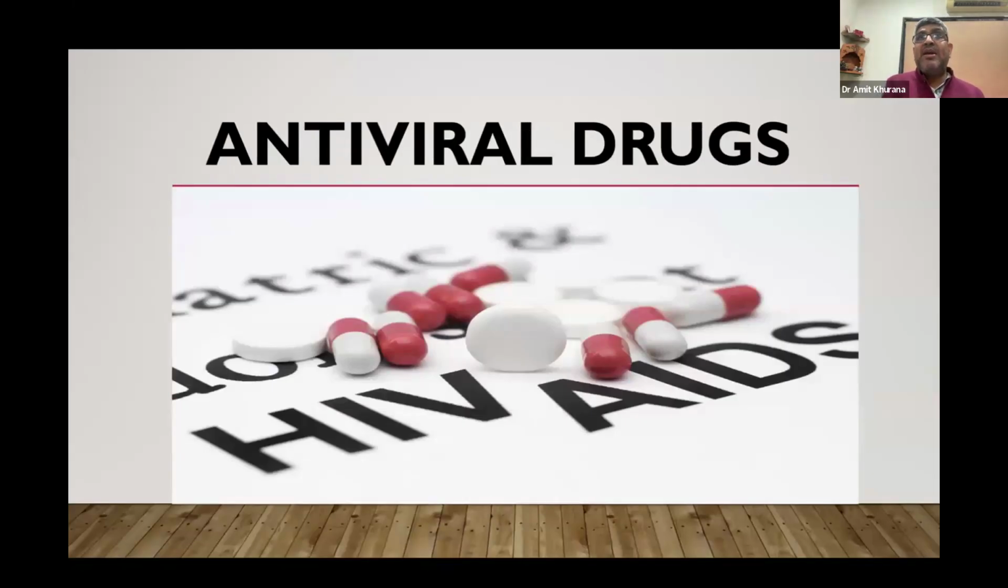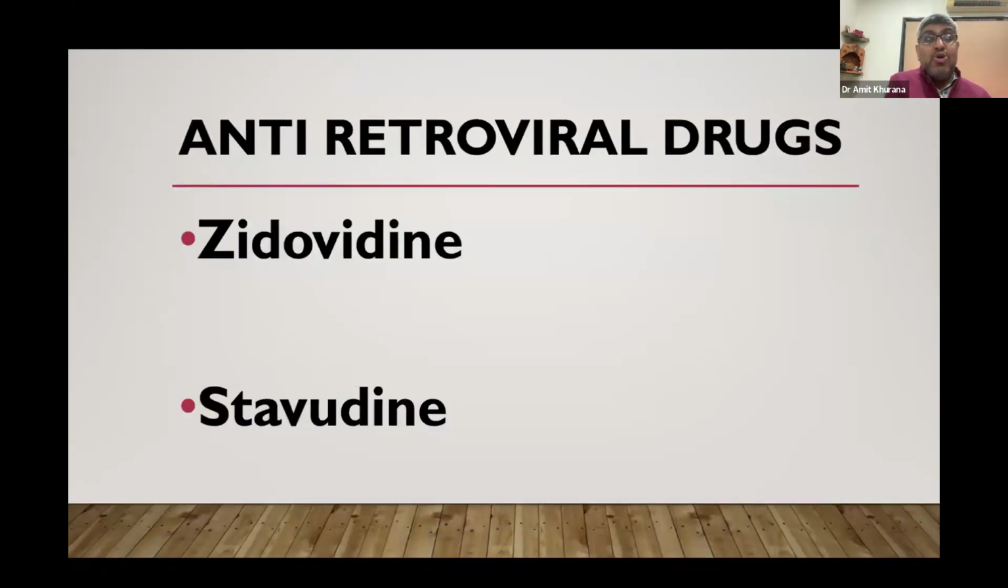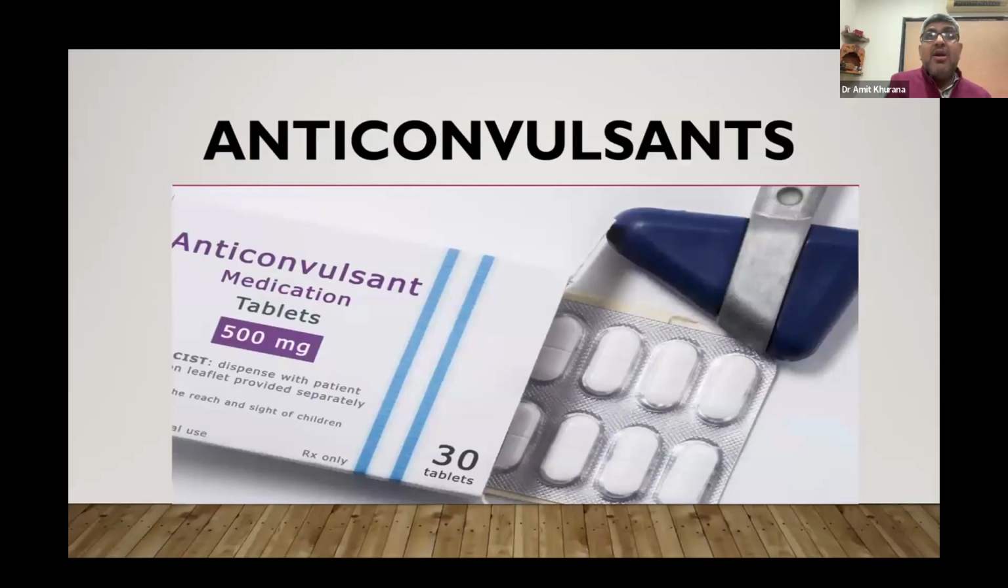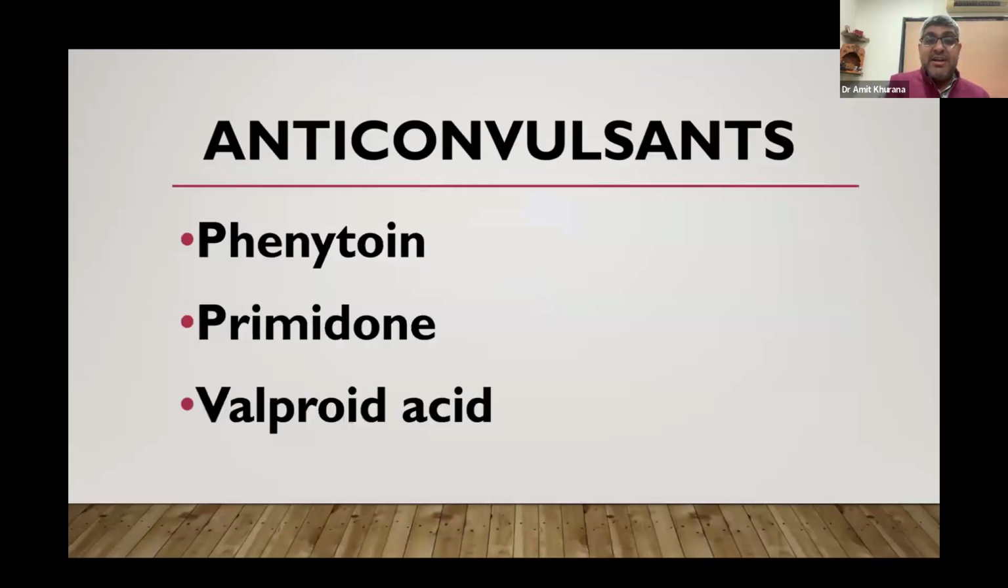Not to forget, there are so many antiviral drugs which can lead to a high MCV. And these are the two most common antiretroviral drugs we must know: zidovudine and stavudine. This can lead to a high MCV. Not to forget, patients with diabetes on metformin, and metformin itself can lead to non-megaloblastic macrocytic anemia. Patients who have a history of seizures and are on anticonvulsants can also develop this. We have three main drugs for this: phenytoin, primidone, and valproic acid.